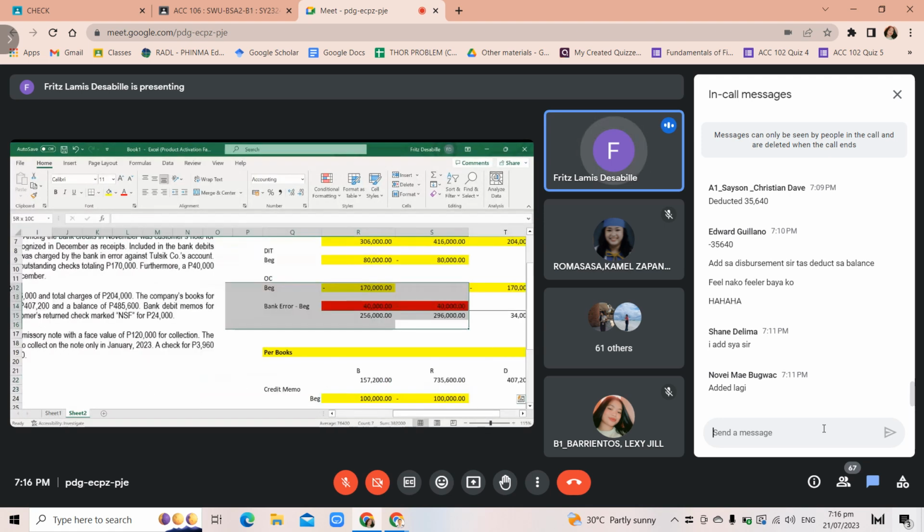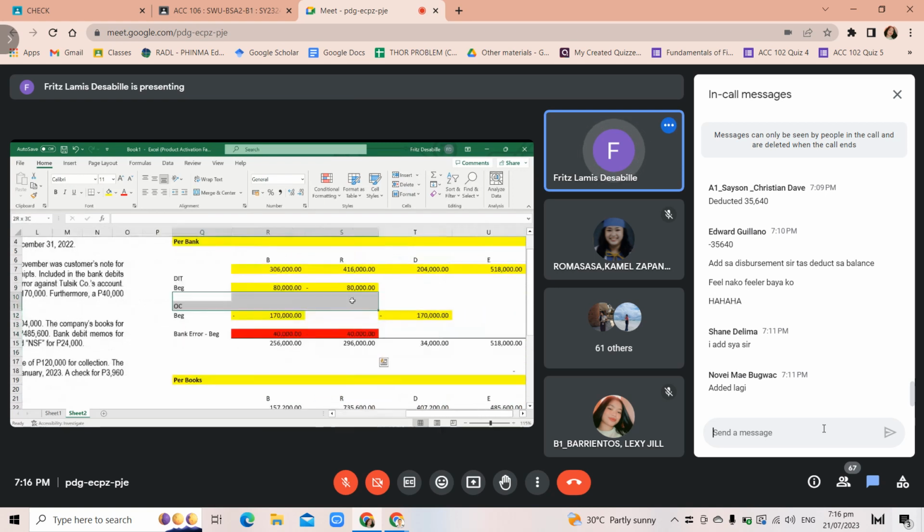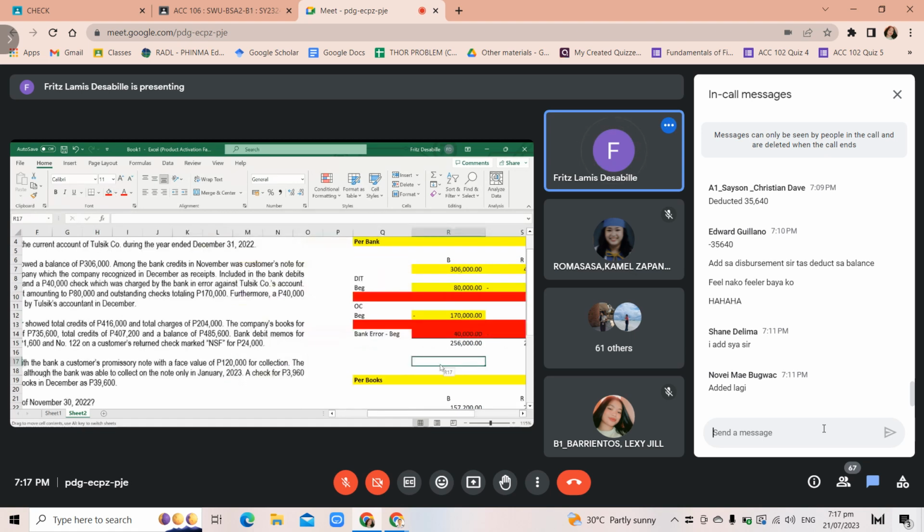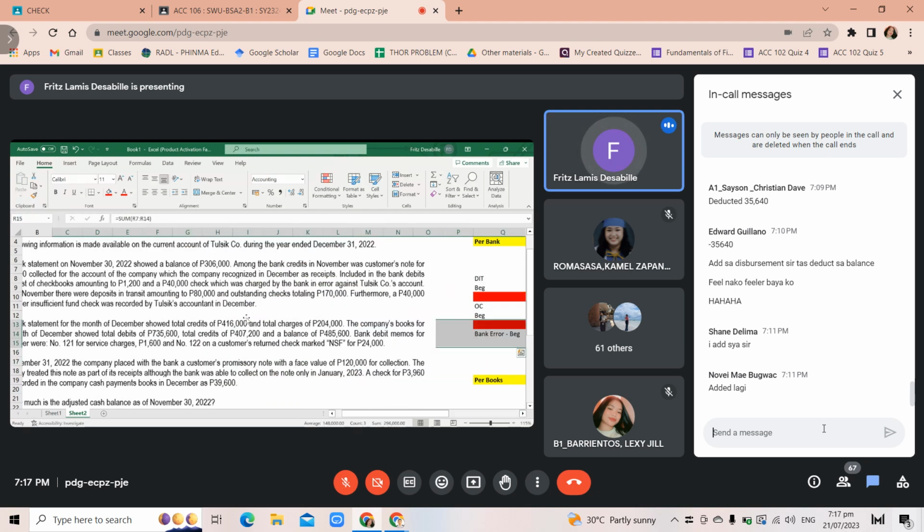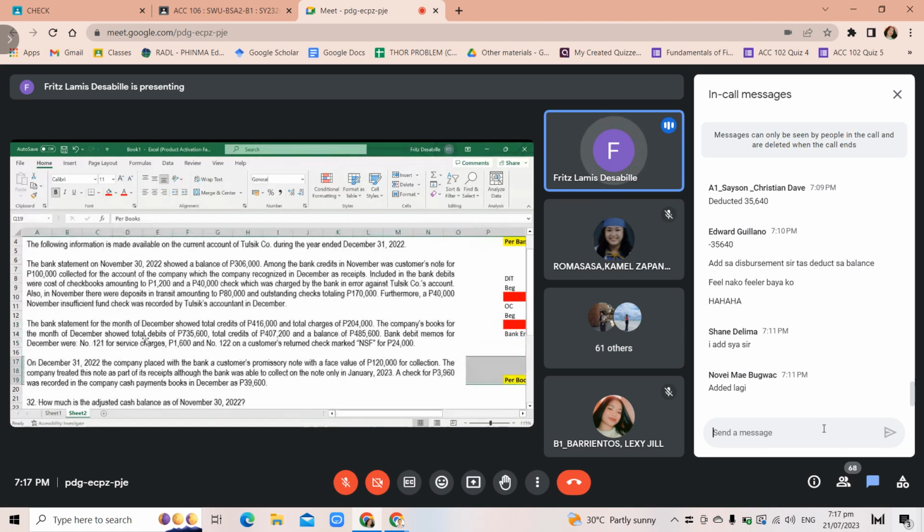Okay. So of course what I missed out here are the ending DIT and the ending outstanding checks. So we have to compute it, which is also possible. But I'm just checking if this is complete. Okay, November deposit in transits, outstanding check. Okay, correct. Bank statement, total credits, company's books for the month of December showed total debits and a balance of 485. Bank debit memos, all right. Okay.